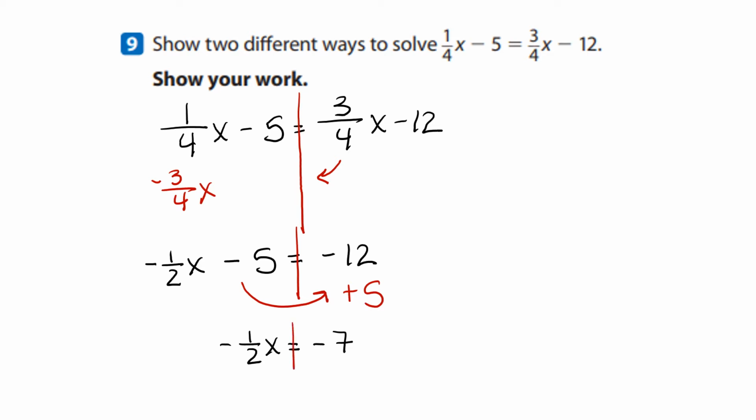And then our last step, always last step in solving equations, is to divide. We divide by a negative 1/2. Negative 7 divided by negative 1/2 is going to give us a positive 14. Two negatives make a positive. Our final answer is x equals 14.